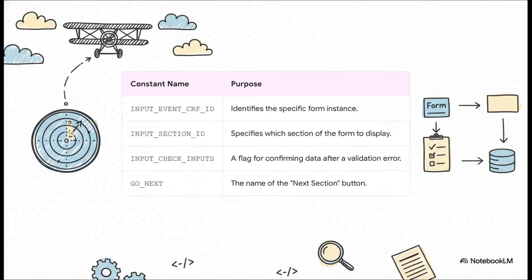So, how does it get its marching orders? It's not magic, right? It's all about these public static final String constants. It uses these to read specific parameters straight from the HTTP request. You'll see things like INPUT_EVENT_CRF_ID. That tells it which specific form instance we're dealing with. Then you've got INPUT_SECTION_ID, which is like, hey, show me this specific section of that form. These parameters are literally the commands telling the servlet exactly what to do.